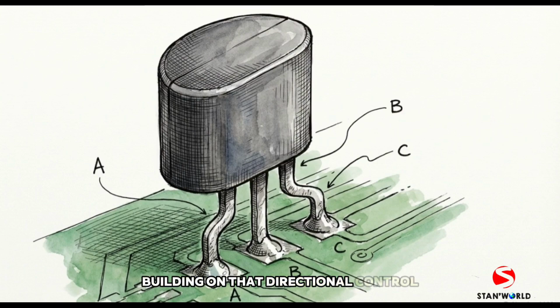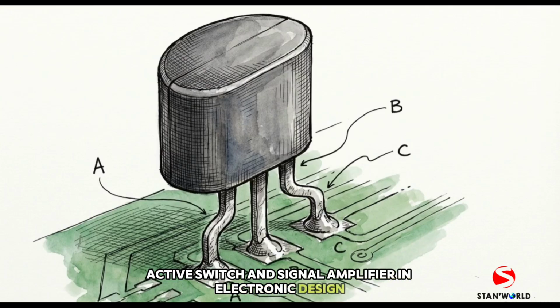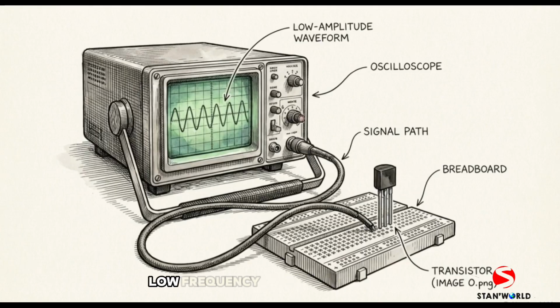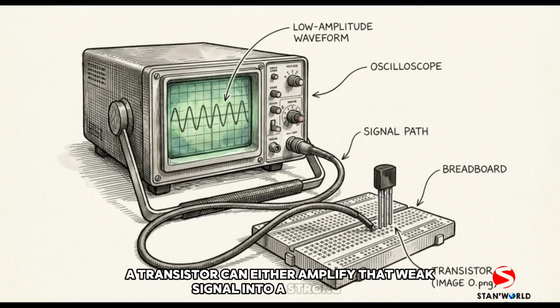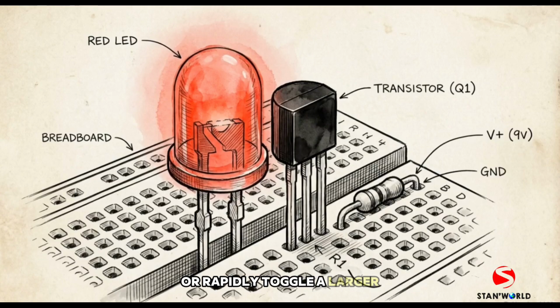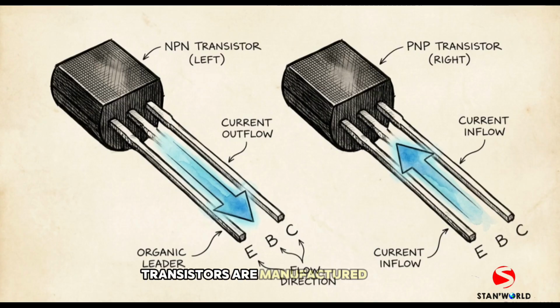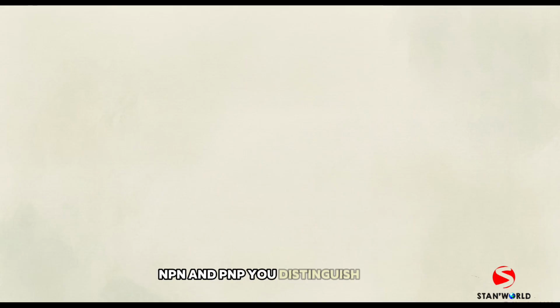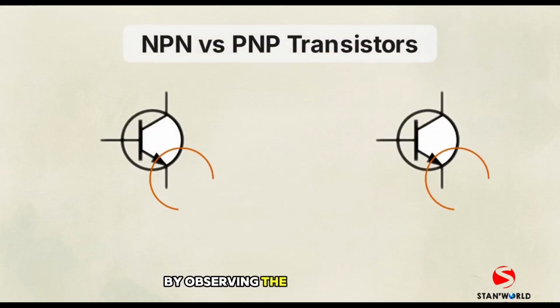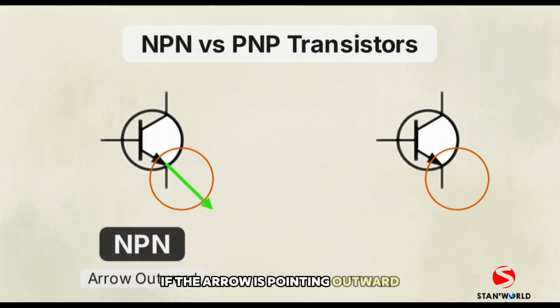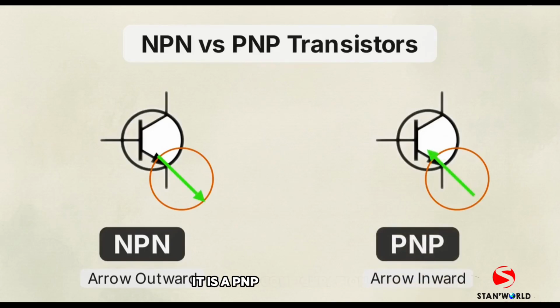Building on that directional control, the transistor operates as the core active switch and signal amplifier in electronic design. By applying a microscopic low-frequency signal to its base pin, a transistor can either amplify that weak signal into a strong one, or rapidly toggle a larger secondary circuit on and off thousands of times per second. Transistors are manufactured in 2 fundamental architectures, NPN and PNP. You distinguish them instantly on a schematic by observing the emitter arrow. If the arrow is pointing outward, you are looking at an NPN transistor. If the arrow points inward, it is a PNP configuration.